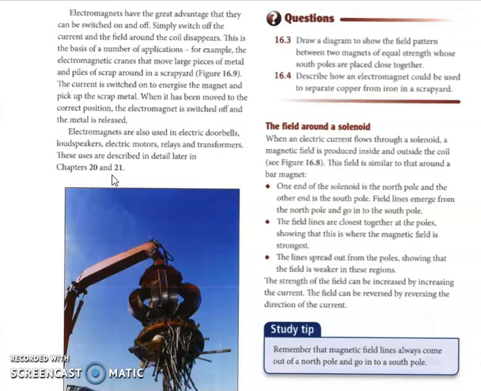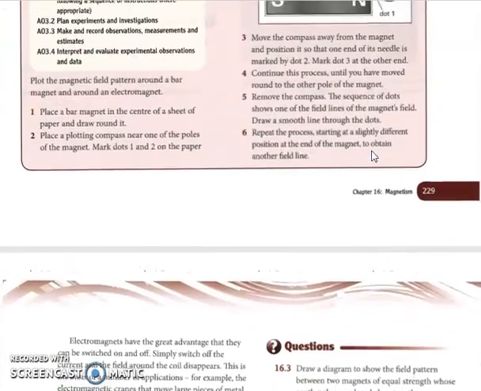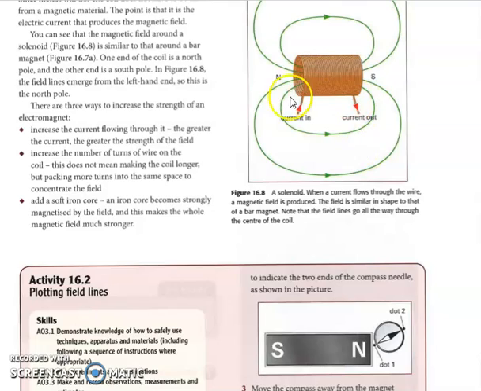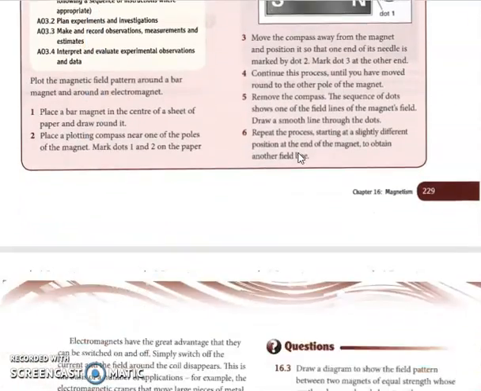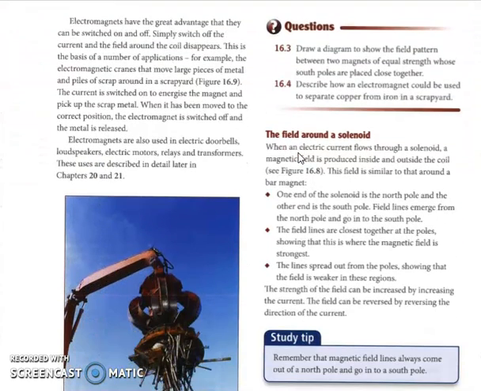So solenoid means the copper wire which we wind into many turns. So when an electric current flows through a solenoid, a magnetic field is produced inside and outside the solenoid. Magnetic field lines are produced inside and outside the solenoid.